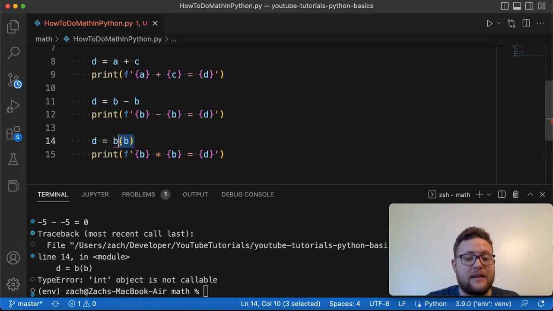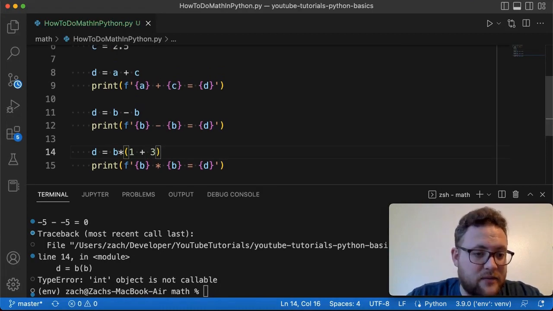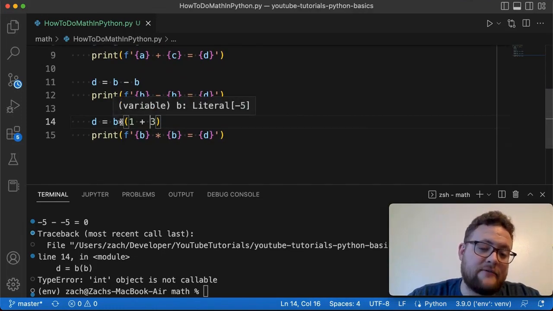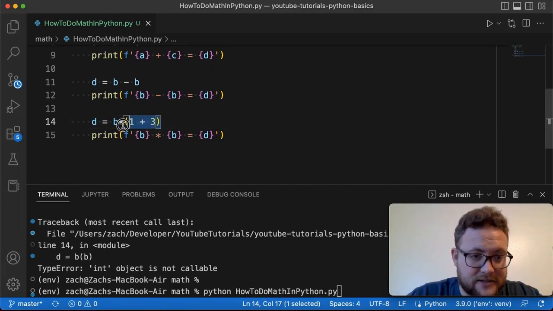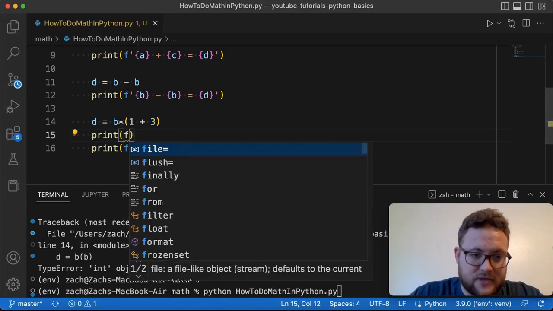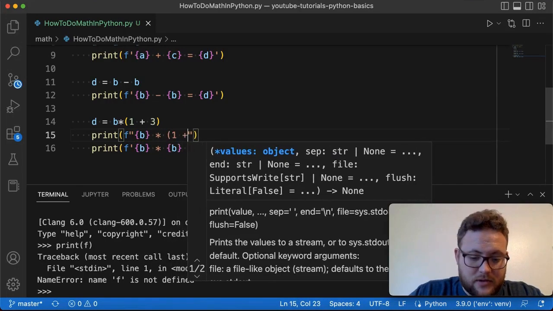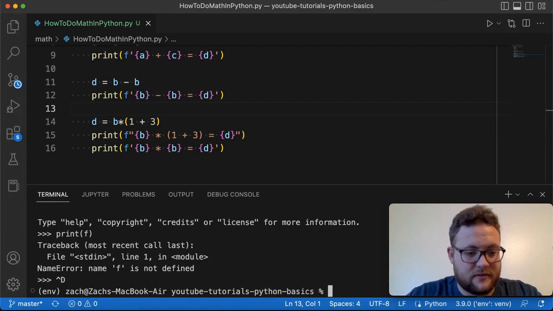You can, however, do something like b times 1 plus 3. So that'll be 4 total, times, we said b was what? Negative 5. So this should be 4 times negative 5, which should be negative 20, if I did my math right. And actually, let's print this out. So print f string of b times 1 plus 3 is equal to b. There we go.